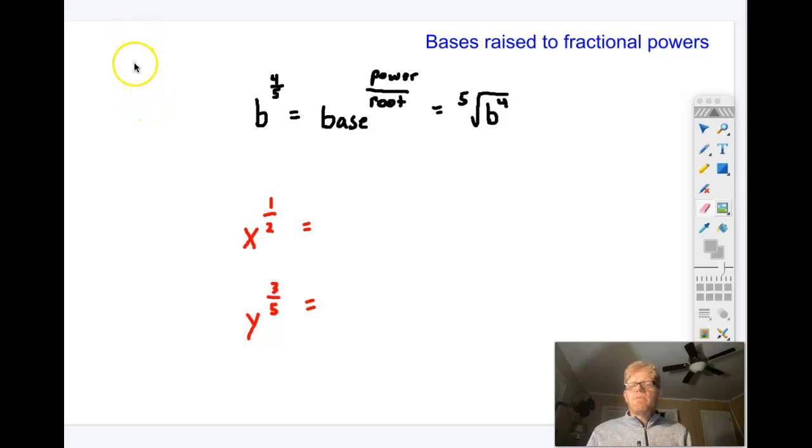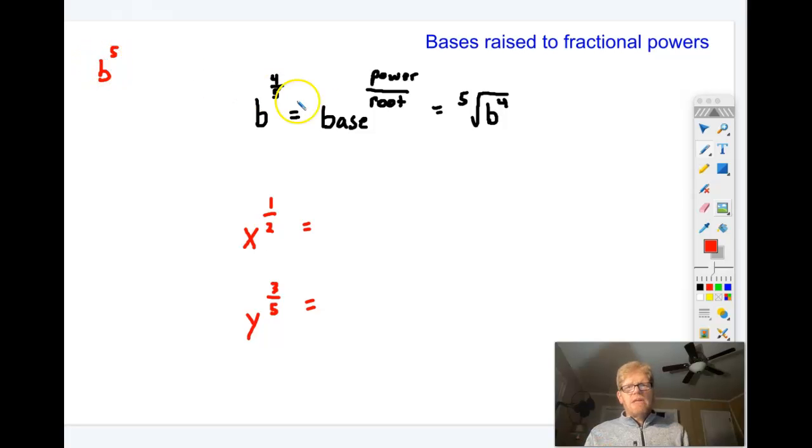So let's explain something that you're going to see today, even though you might not really have to use it or know it for today's problems. In the past, you have seen bases raised to a power. Now that's an integer power, right? So b to the fifth, we know what that is. We take b to the fifth power.